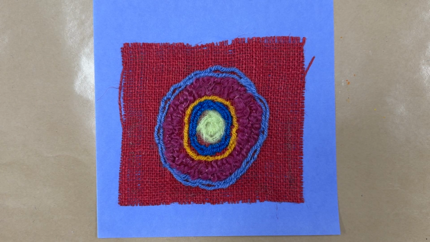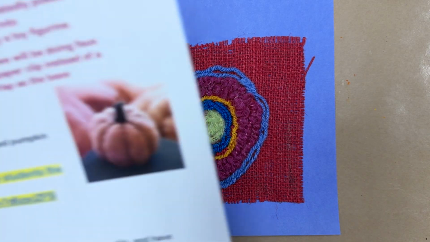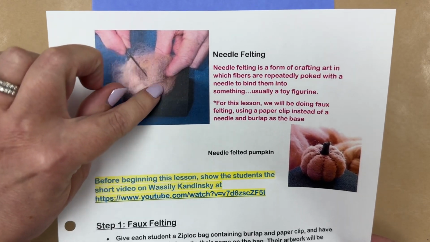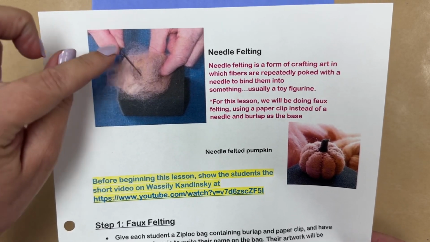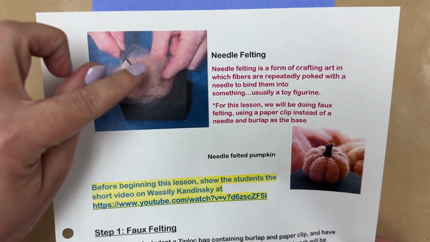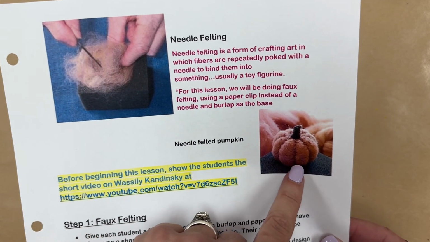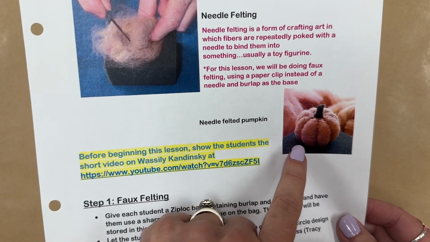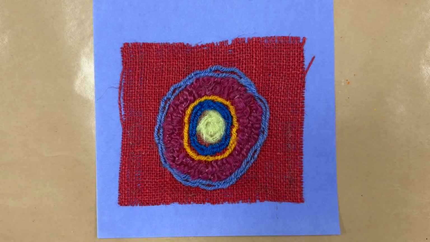So I've seen animals that are faux felted. Let me show you this. Your teachers have a picture of this. This is where they're using the felt. You see it's like a fluffy stuff, and they're using a needle. That's a needle, and they're punching it, and in the end, they come up with this really unique pumpkin. We're going to be doing something called faux felting.